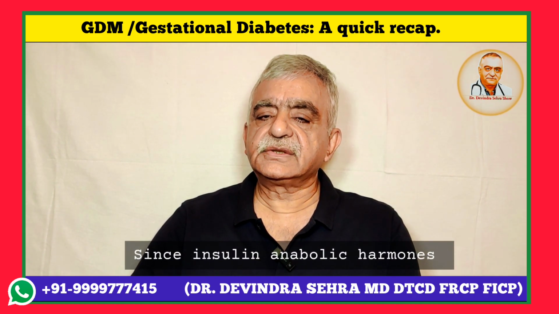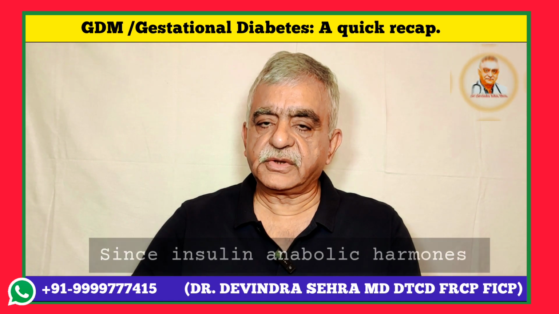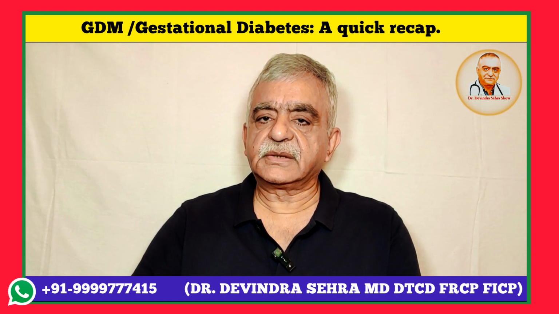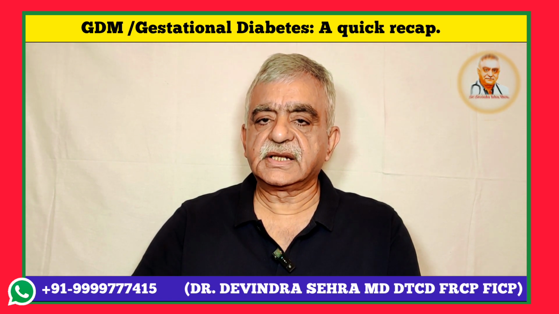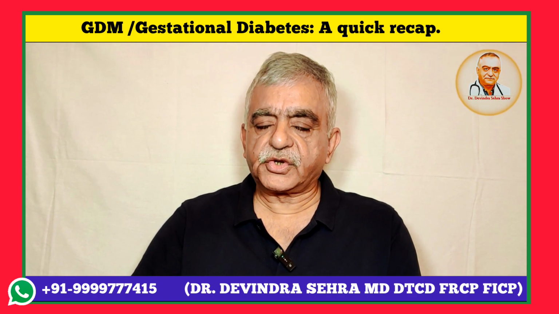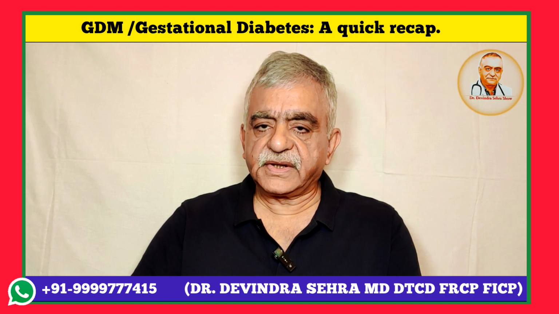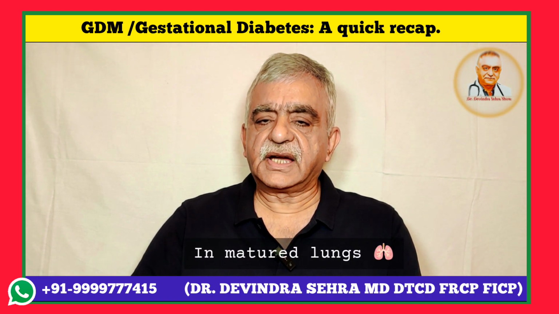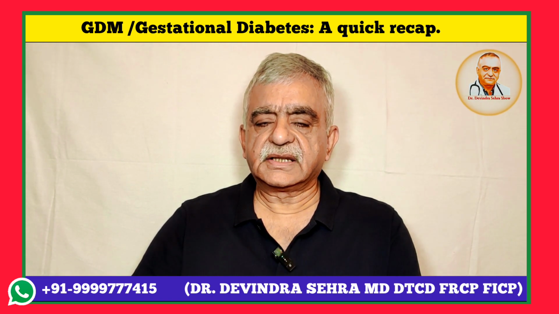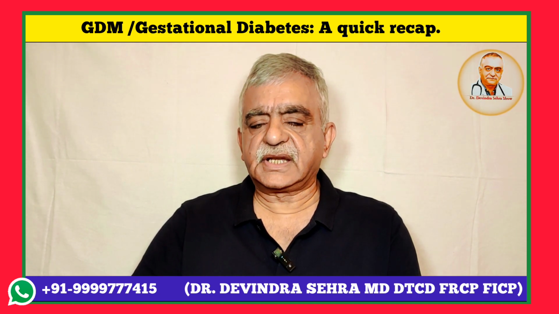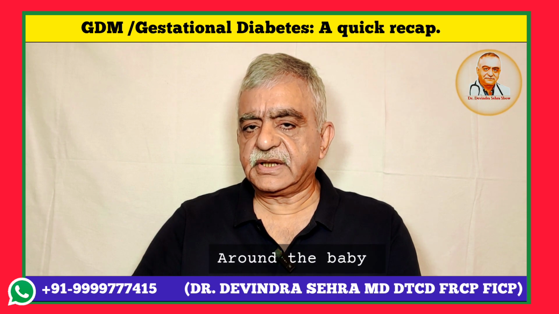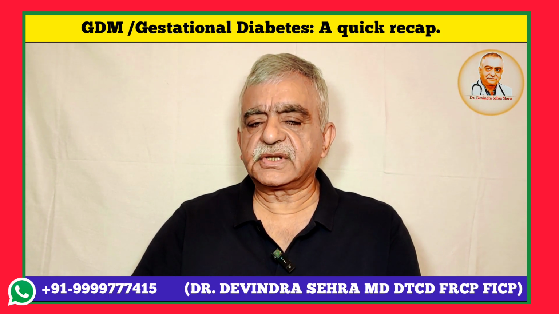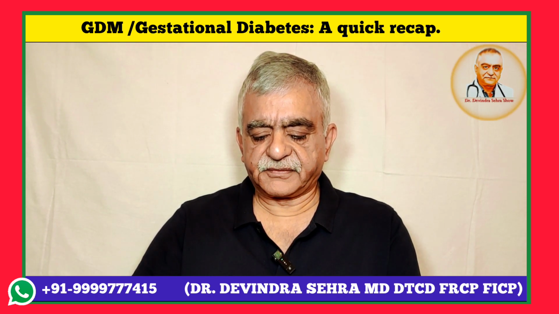And since insulin is an anabolic hormone, it will lead to weight gain in the baby also, and a condition called macrosomia occurs, which leads to more chances of cesarean. Along with that, immature lungs and other immaturities, like lessening of water around the baby or an increase in the volume of the water around the baby, may occur.